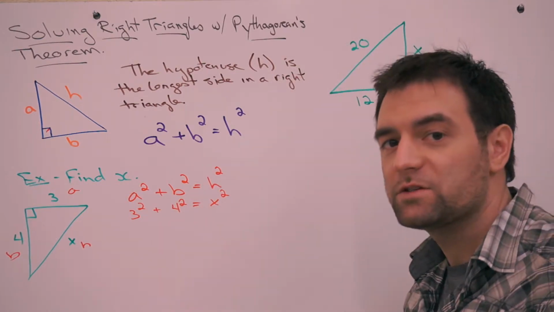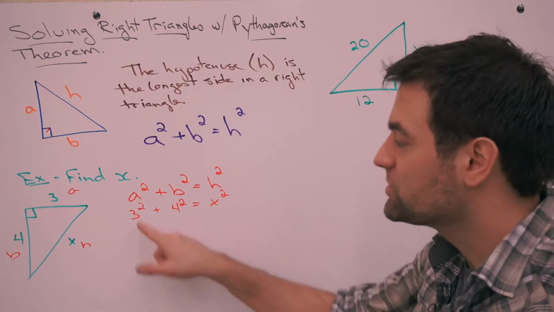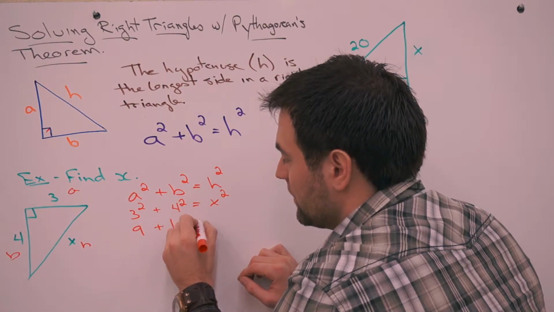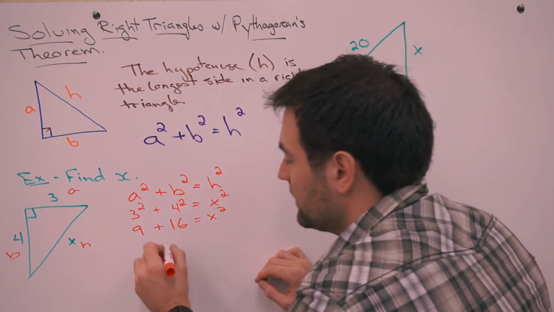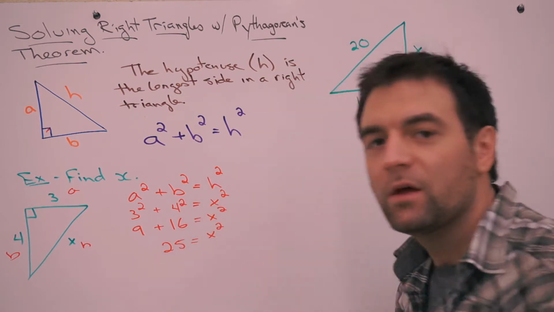Now remember, squared doesn't mean times 2. Squared means you multiply the number by itself. So we have 3 times 3 plus 4 times 4. And when we add those together, we'll get 25 equals x squared.